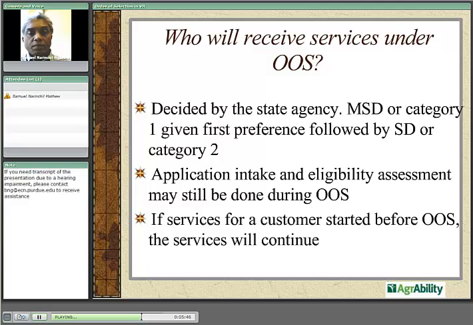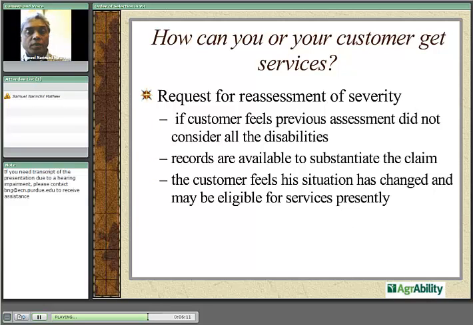applications. If services were started for a customer before the declaration of OOS, the services will continue irrespective of the category in which he or she is. This means that a category 3 customer already receiving service may continue to receive service even though OOS declaration eliminates services for category 3. How can you or your customer get services?